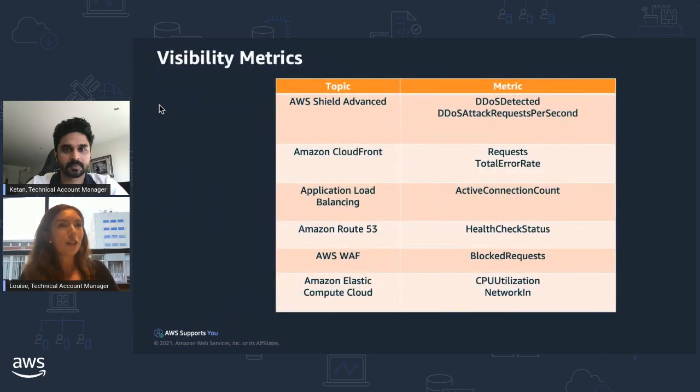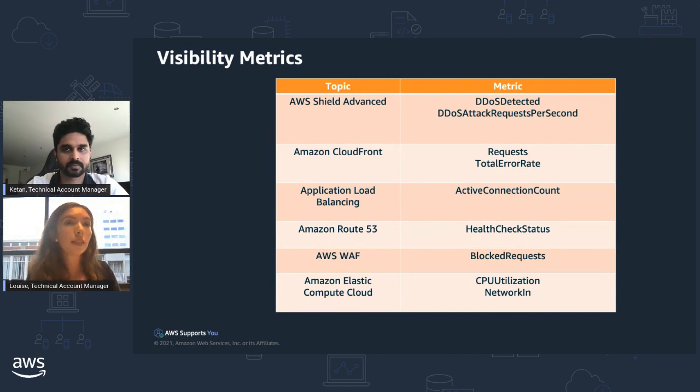And next, moving on to different visibility metrics. So these are metrics over lots of different services here. We have Shield Advanced, which is DDoS detected and DDoS attack requests per second. So this is for Shield Advanced customers only. Basically it'll be able to tell you about any DDoS attacks. And then the other ones here are for the specific services as well. So you don't need Shield Advanced to be able to avail of the rest of these metrics.